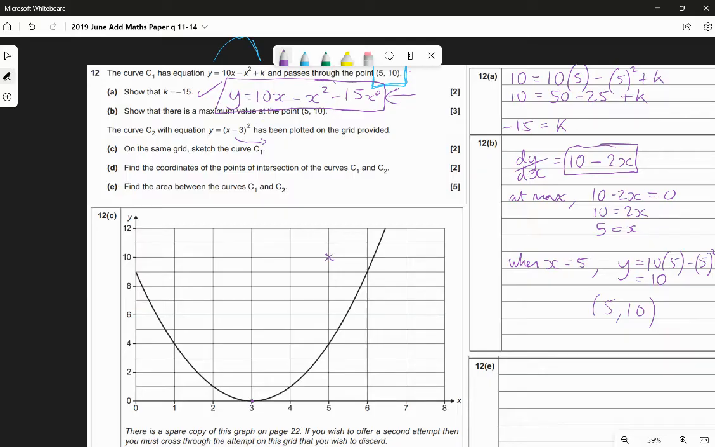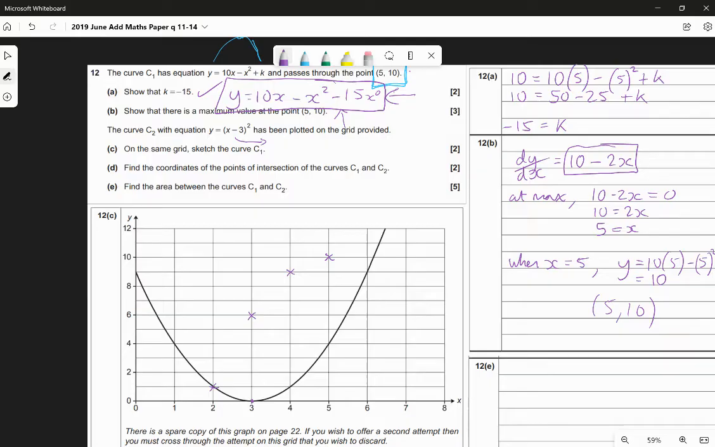If we plot some other points, 0 would be negative 15, so that's not on the graph. 1 plugged in will give you minus 6. 2 plugged into this quadratic would give me 1. So (2, 1) is on the graph. Oh, that looks like it's a point where they both cross. 3 gives me 6. 4 gives me 9.